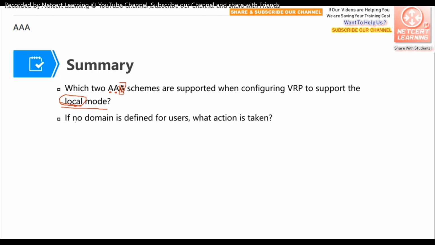Okay, second question. If no domain is defined for users, what action is taken? Okay, if no domain is defined for users, the users by default will belong to the default domain. And the device has a default domain whose name is default. So if we do not define any domain for this user, it will belong to the default domain.